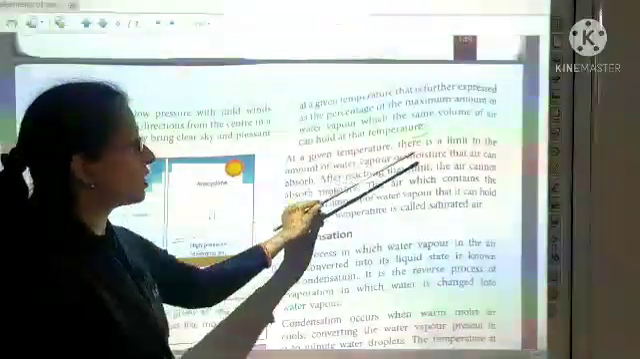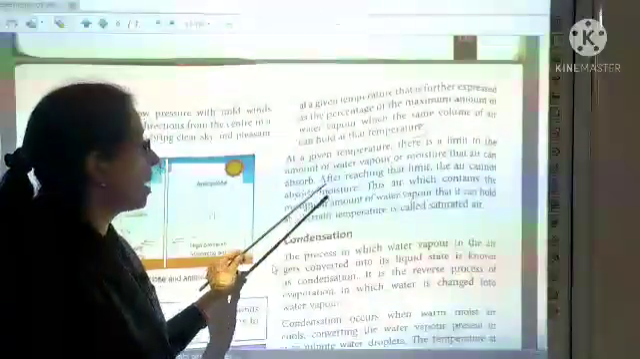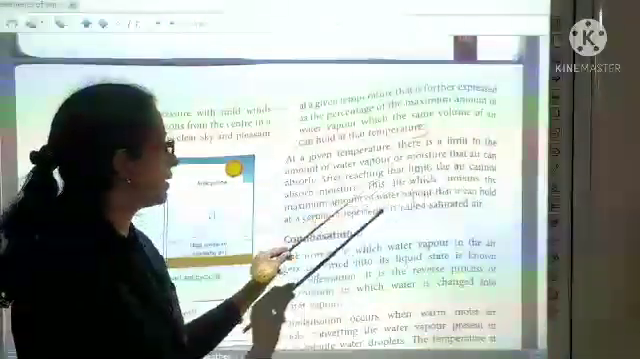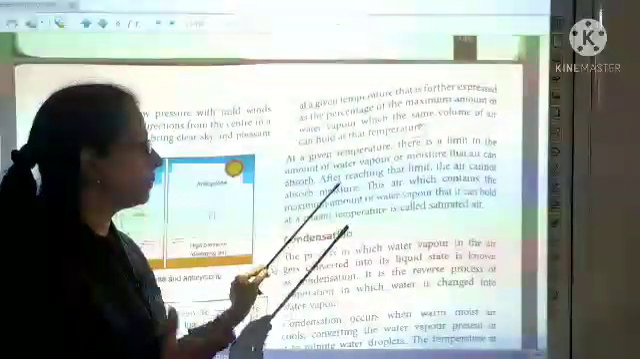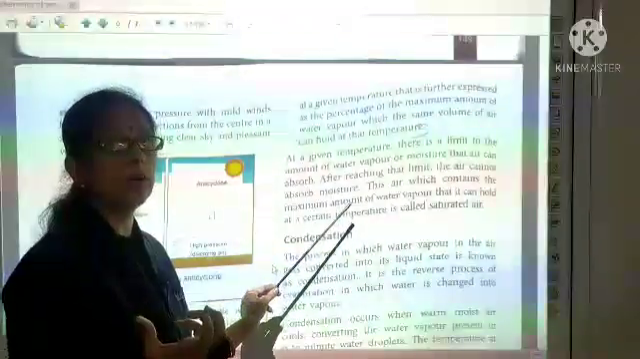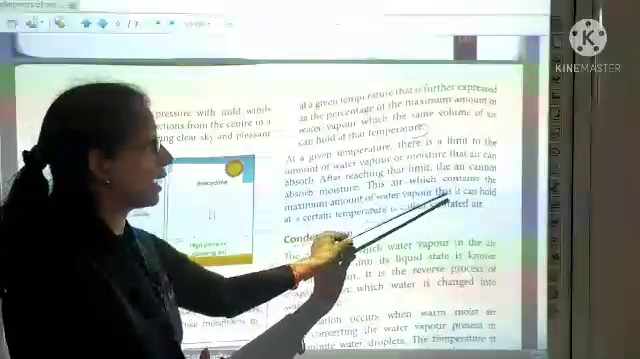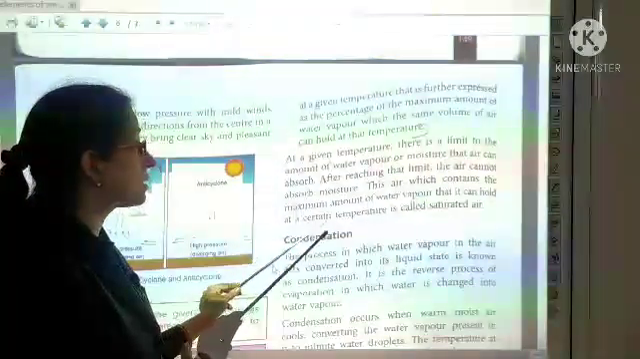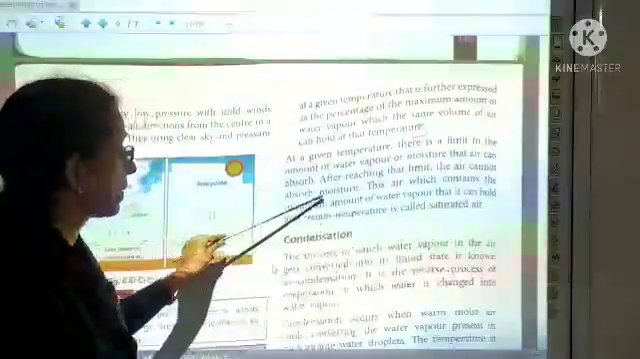At a given temperature, there is a limit to the amount of water vapor or moisture that air can absorb. After reaching that limit, the air cannot absorb moisture. There is a limit, after that air does not absorb moisture. This air which contains the maximum amount of water vapor that it can hold at a certain temperature is called saturated air.